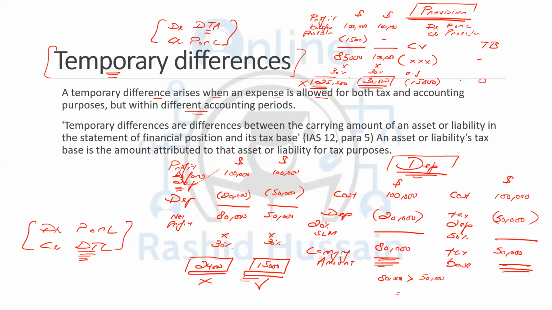This zero is greater than the negative figure, because according to the maths rules, zero is greater than negative. So here the tax base is more than the carrying value. When the tax base is more than the carrying value, this will give rise to the deductible temporary difference. And when you multiply it by the tax rate, you get the deferred tax asset.